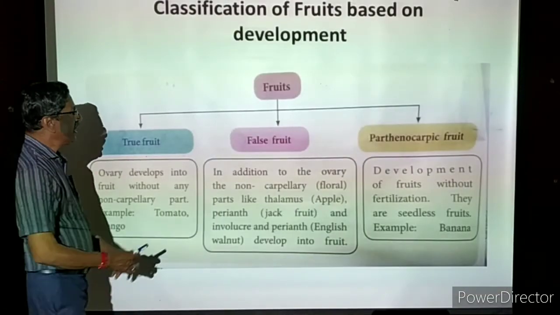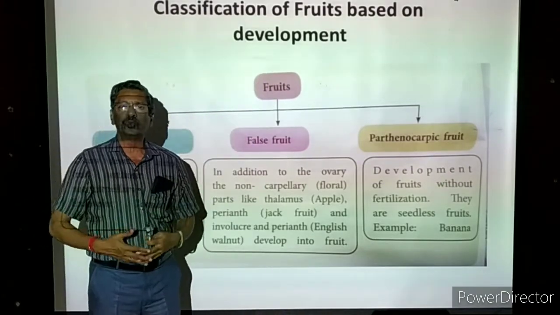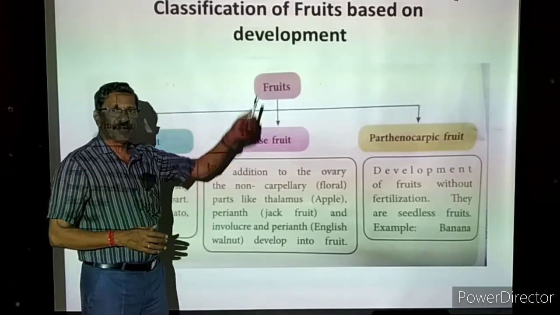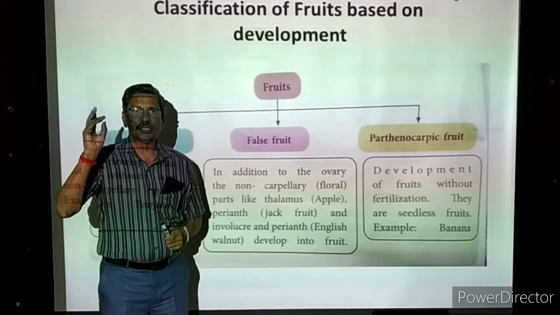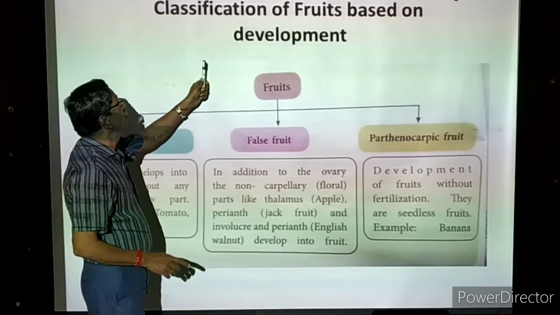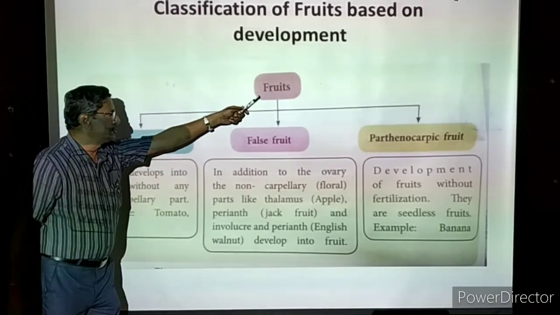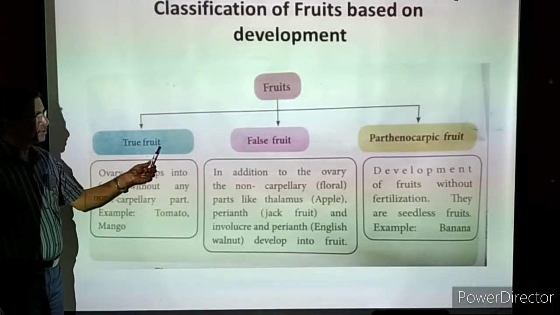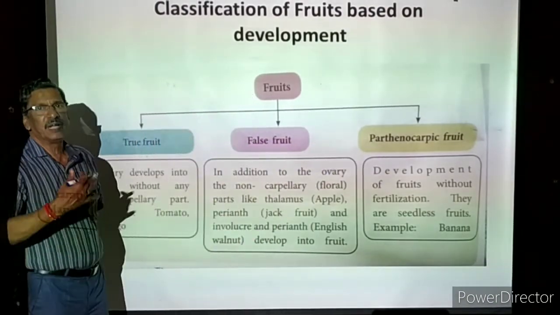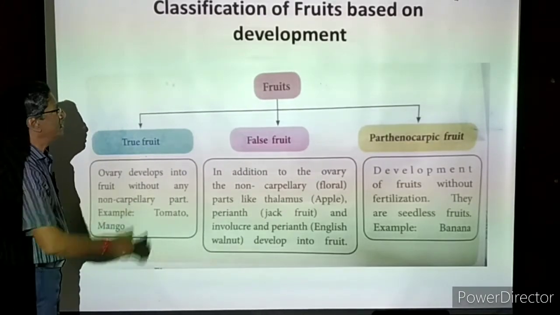Now we are coming to, once again, the classification of fruits based on how they are developed. Based on that, we are classifying the fruits in another way. The first way of classification was simple fruits, aggregate fruits, multiple fruits, depending upon how the ovary develops into fruit. But now we look at classification based on another kind of development. The fruits are classified into true fruits, false fruits and parthenocarpic fruits. It is the method of development, not which part is developing, the mode of development.